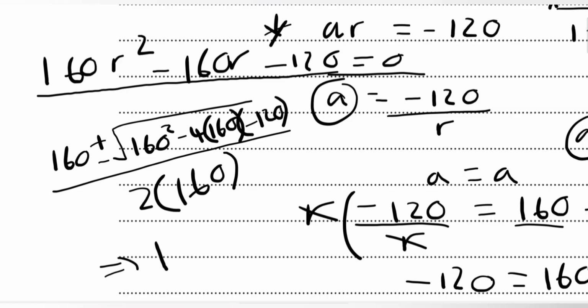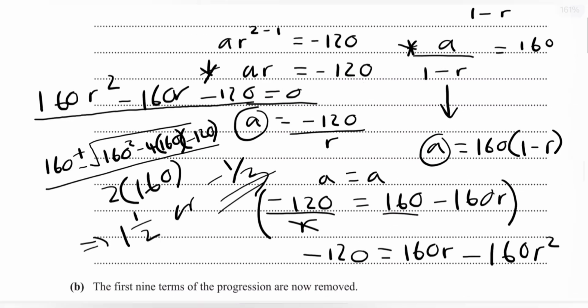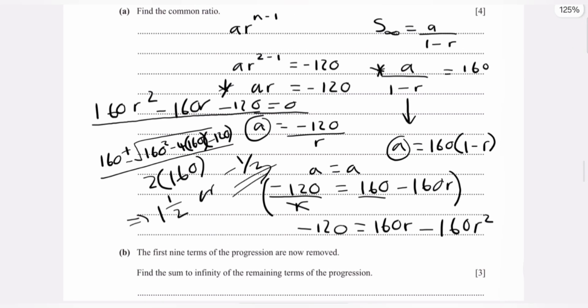It's giving us 1.5, right? Because we know that r has to be less than 1 for this to be true. So this is the only value that's less than 1 in this case. So r is minus half. So we discard this one, right?